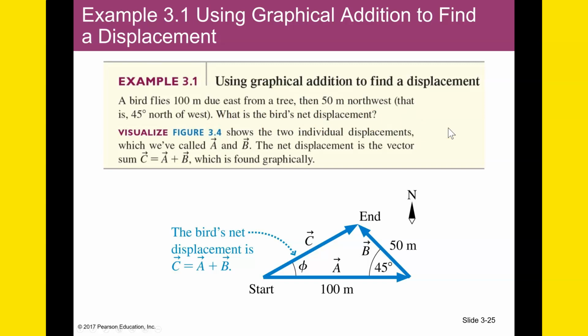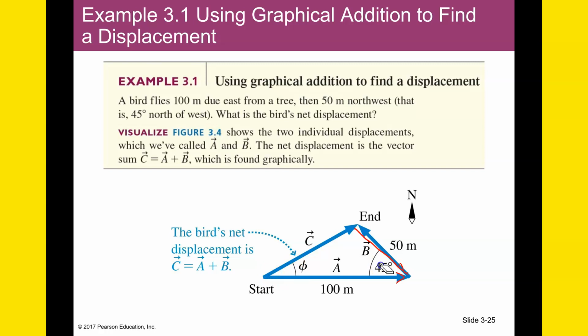Okay, you can see this graphically. I'm going to show you a few different ways to think about this. Here is 100 meters due east right here. And from there, you add the next vector, 50 meters northwest at a 45 degree angle. So that's that right there. And the overall result would start where the first one started and end where the last one ended. So this would be the net resultant vector. That's the net displacement.